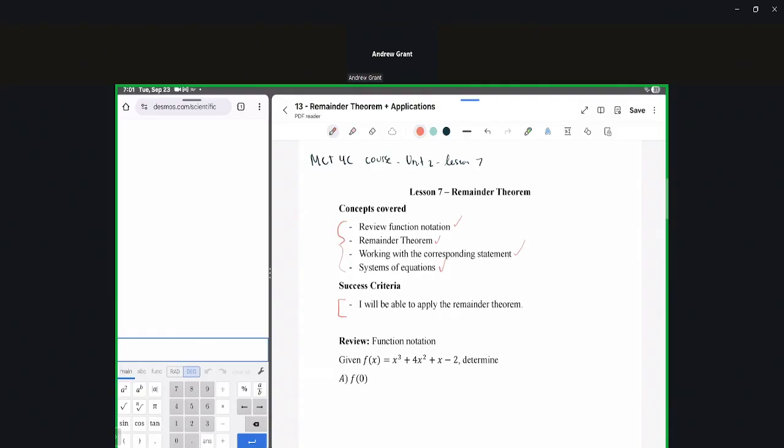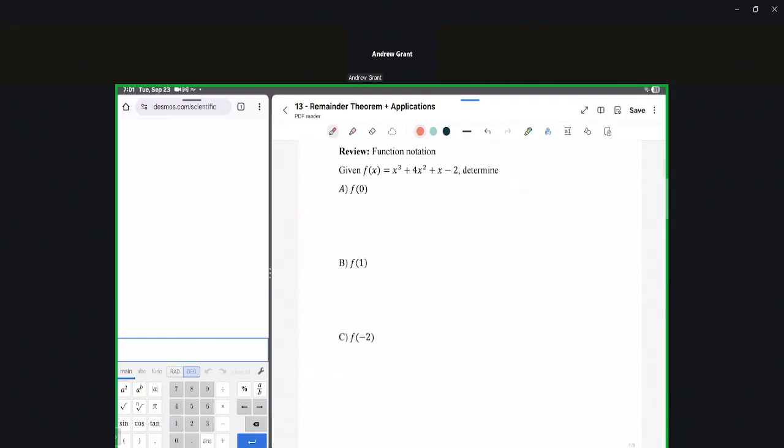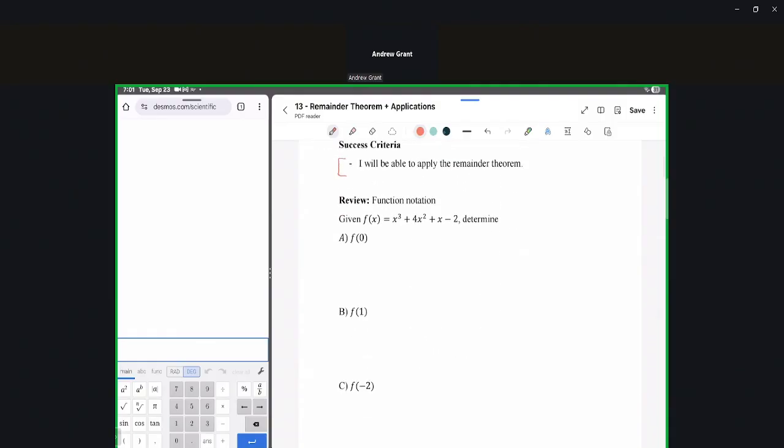One of the few things we need in order to get started is just a review of function notation. Remember, in this course, typically, depending on the lesson, they might write these things as, say, y is equal to x to the power of 3 plus 4x to the power of 2 plus x minus 2. But the book writes this in terms of function notation instead. So they'll write this as, say, f of x. And functionally, pardon the pun, that means they're just the same thing.